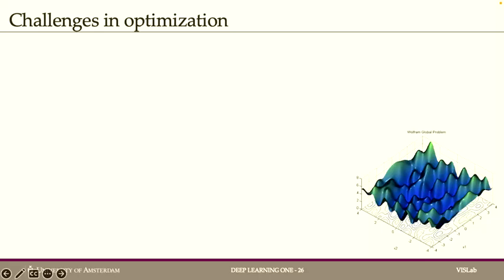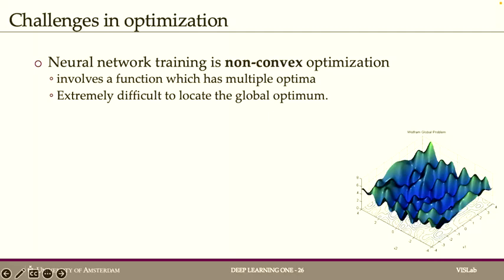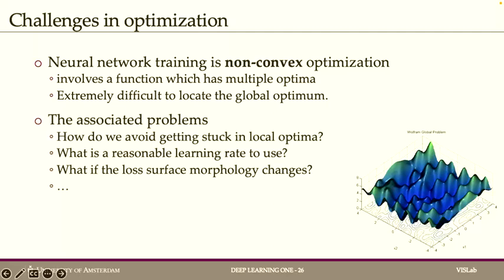All right, so I've been already casually mentioning that neural network training is non-convex. So functions can be looking like this. And if we're in the non-convex context, we have all these problems. What learning rate should we use? What if the loss surface changes locally? And how should we keep going step by step in this highly nonlinear landscape? How can we avoid getting stuck, etc.?